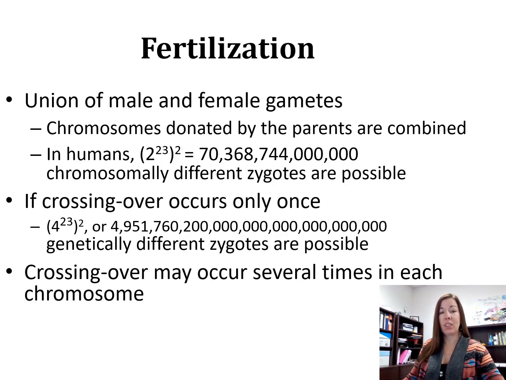Then fertilization on top of that brings a huge amount of variation. So you could make gametes, eggs or sperm, and the genetic difference possibilities is this number here. Crossing over happens only once, but it usually happens more than that. Think about that.